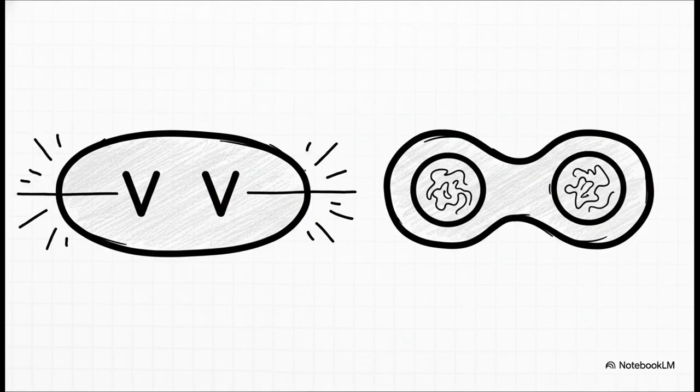And now the action peaks. In anaphase, the sister chromatids get forcefully pulled apart by the spindle fibers. They separate and are dragged toward the opposite poles of the cell, becoming fully independent chromosomes.